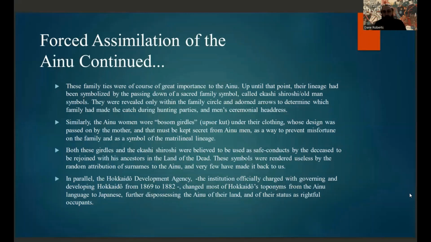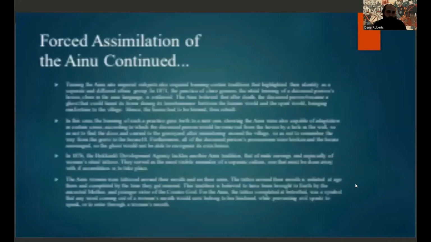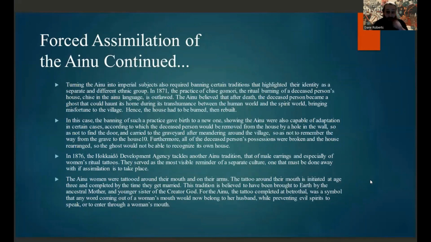In parallel, the Hokkaido Development Agency, officially charged with governing Hokkaido, changed most of Hokkaido's toponyms from the Ainu language to Japanese language, i.e. they changed a lot of the place names to Japanese, further dispossessing the Ainu. And also the Ainu were banned from certain traditions that highlighted their identity as a separate ethnic group, such as the practice of Chisei Gomori, or the ritual burning of a deceased person's house. The Ainu language, Chisei in the Ainu language, is outlawed.